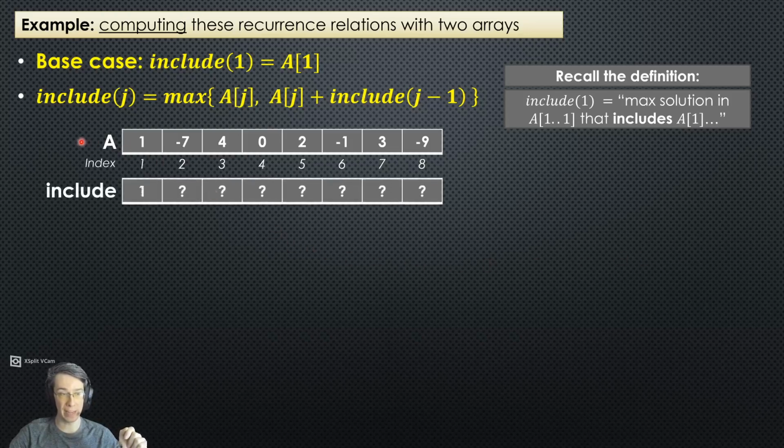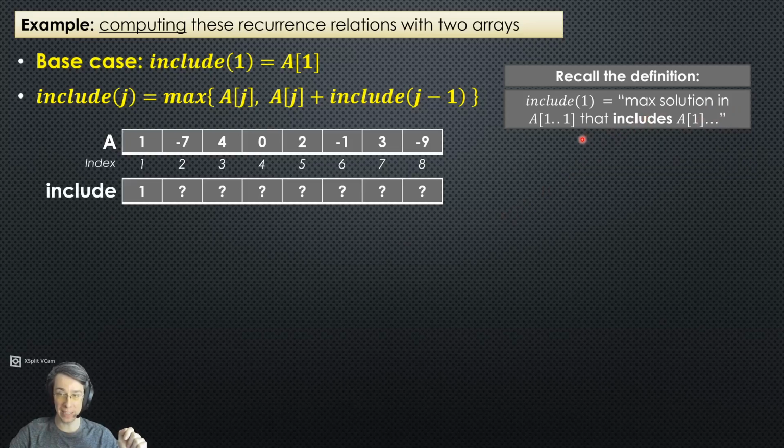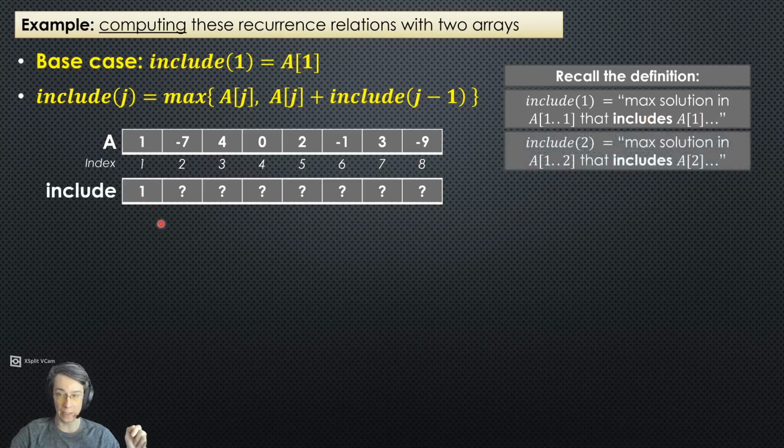Okay, so here we have A, the source array, and here we have the include array. So include 1 should be the maximum solution in A 1 to 1 that includes A of 1. Okay, well, that's just 1. Include 2 is going to be the max solution in A 1 to 2 that includes A of 2. Okay, and we've said this is how we're going to solve that. We claim that this is a solution that produces this mathematical object with this definition. So how do we actually implement this? Well, the first slot, we're just going to plug in A of 1.